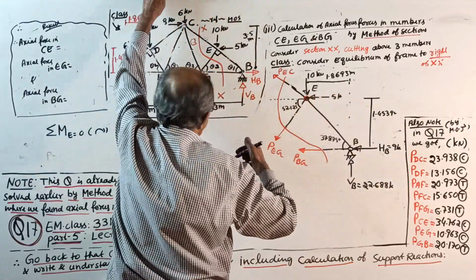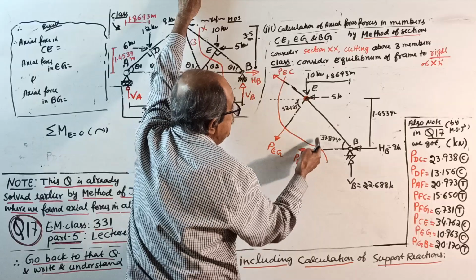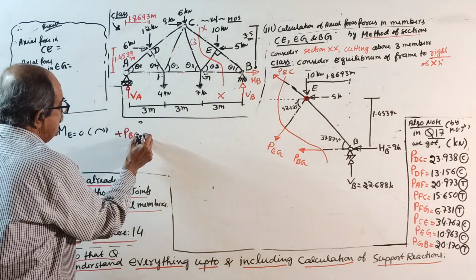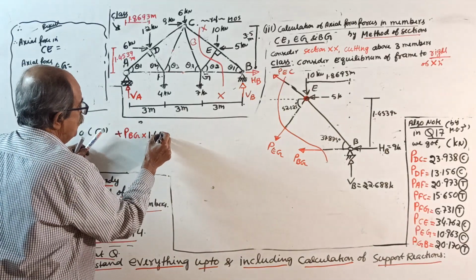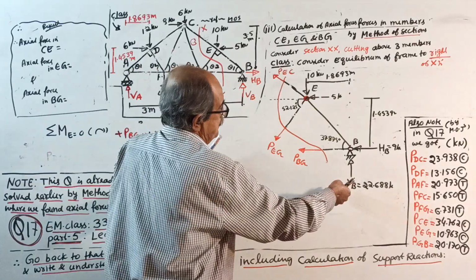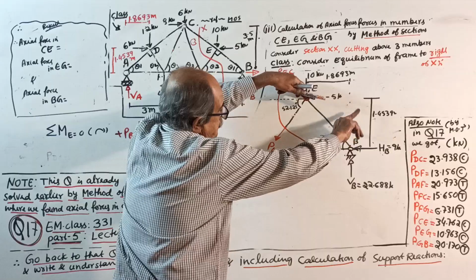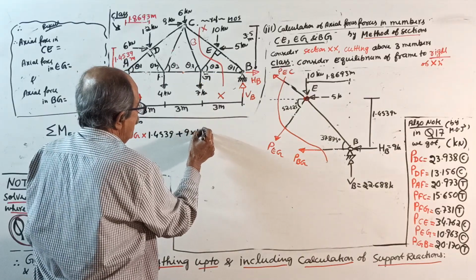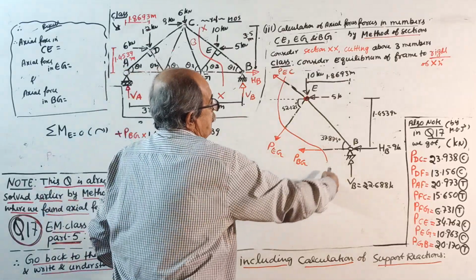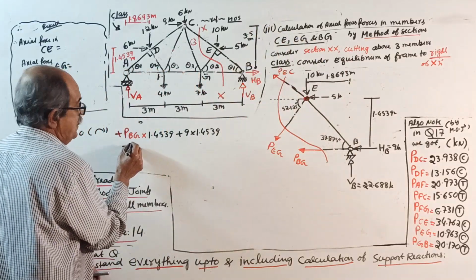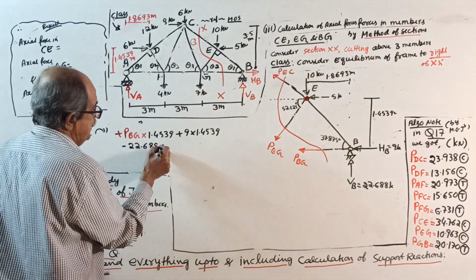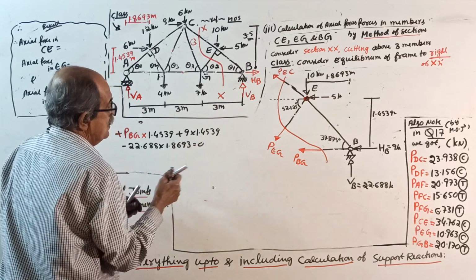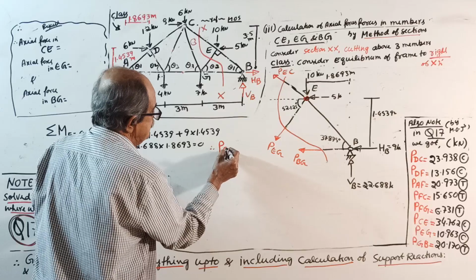So, clockwise positive. Plus PBG into 1.4539, plus 9 into 1.4539, minus 22.688 into 1.8693 equal to 0. Therefore, you get the value of force in BG.